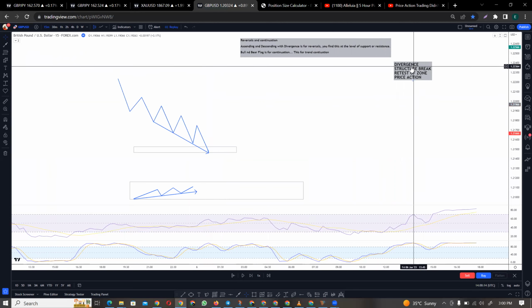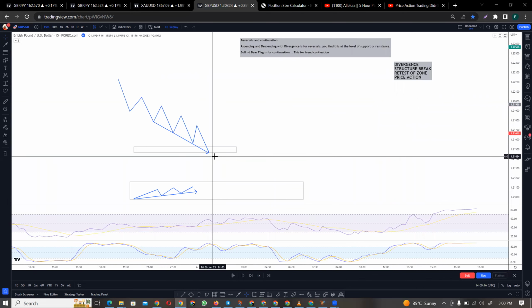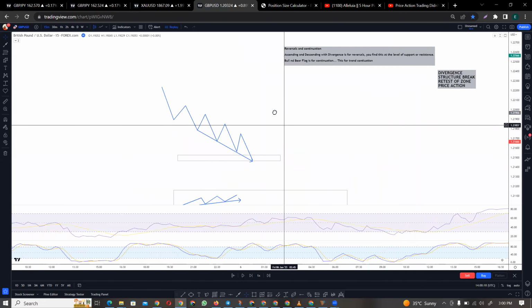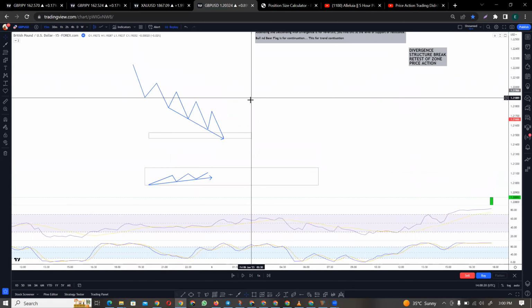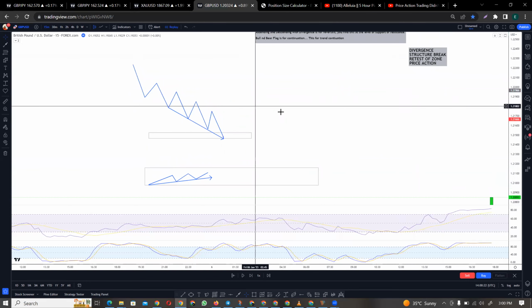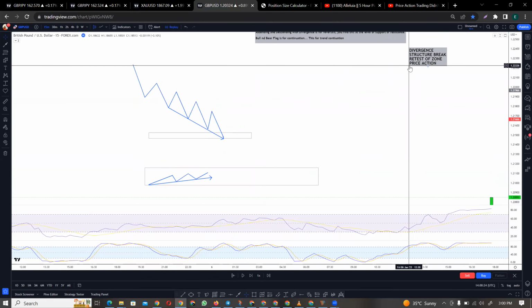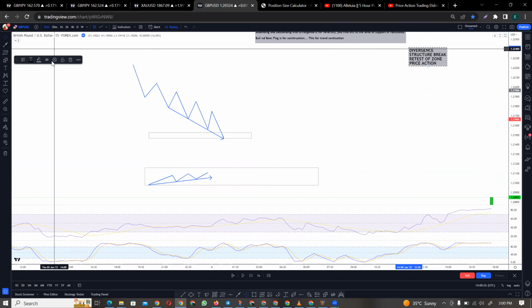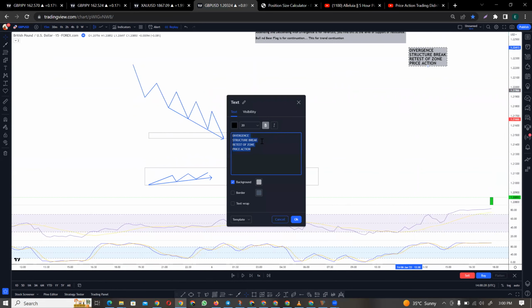So this one now, we have had divergence. Having divergence doesn't mean that the market is ready to move. You will wait for a break of structure. The break of structure we'll be looking for is a break of a lower high or a higher low. Lower high when the market is in a downtrend, and higher low when the market is in an uptrend.